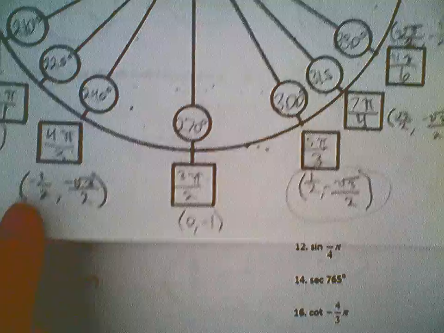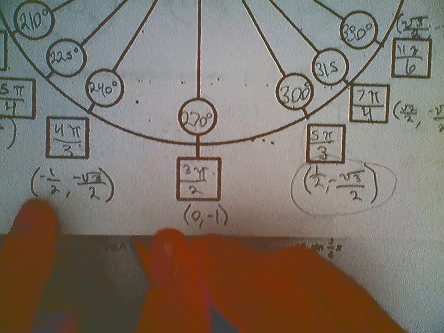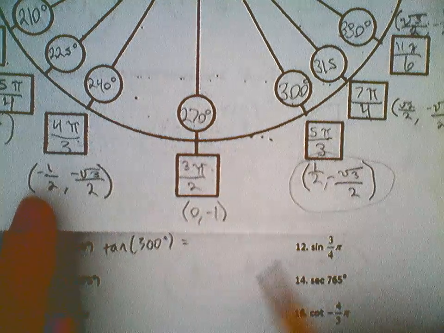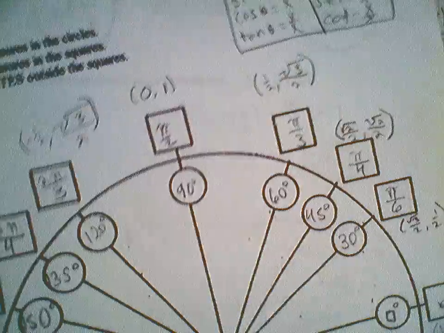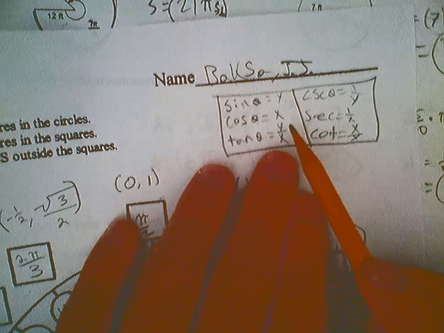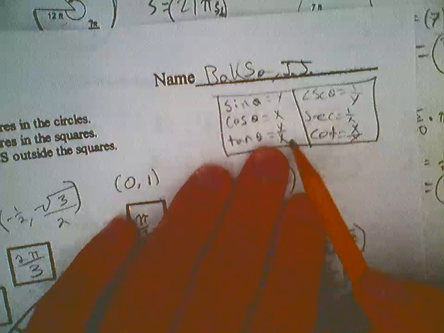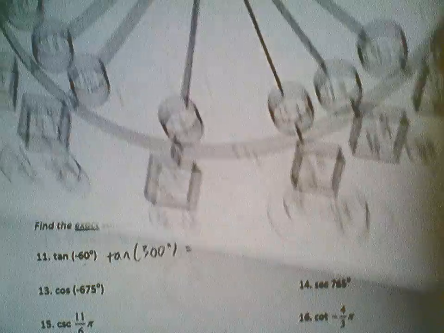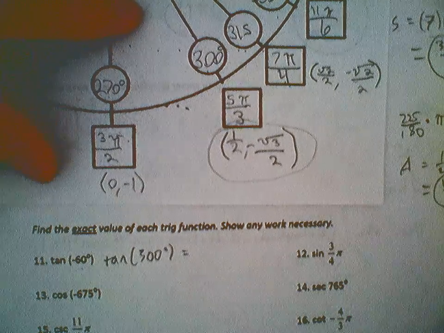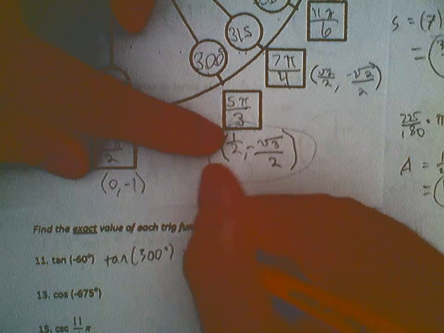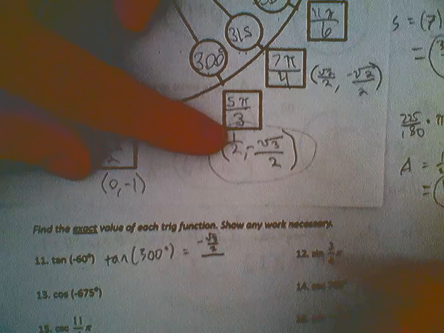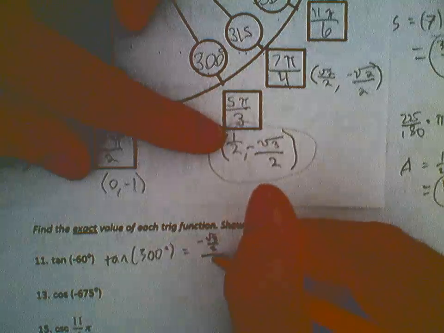So I'm trying to find tangent of 300 degrees. So let's look at the definition of tangent, which you should have written on your unit circle. So it's the ratio of the y value over the x value. So I'm going to take that y coordinate divided by the x coordinate. So for this one, that means doing the negative square root of 3 over 2 over 1/2.